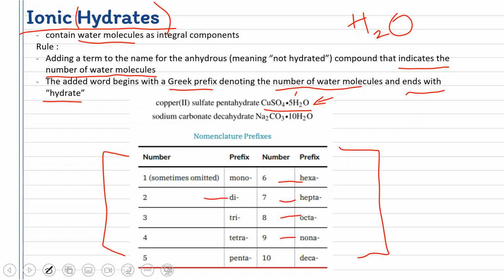2 is going to be di. So if I have 2 water molecules, I'm going to have dihydrate. If I have 3, I'm going to have trihydrate. 4, I'm going to have tetrahydrate. 5, I'm going to have what?